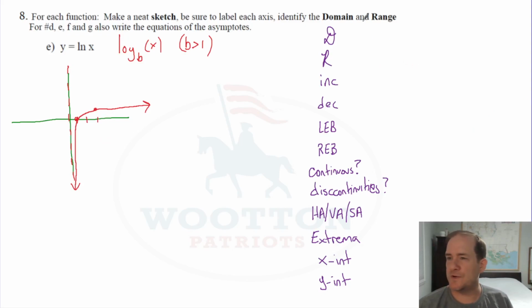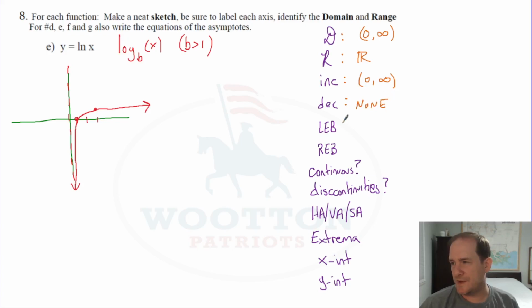Anyway, looking at this, what's my domain? My domain is 0 to infinity, but not including 0, so soft bracket. My range is all real numbers. My increasing interval is the entire interval from 0 to infinity. My entire domain is increasing. That means decreasing intervals, none. Now for left-end behavior, we don't exist on the left. So left-end behavior is never the behavior as you approach 0, even if that's sort of the end of the graph. Left-end behavior, by definition, is as you go to negative infinity. You have to go all the way left. And since we don't, then that end behavior just does not exist.